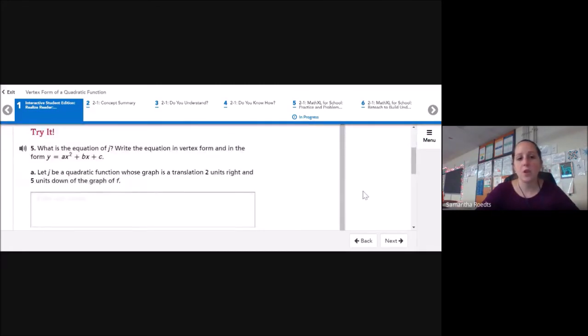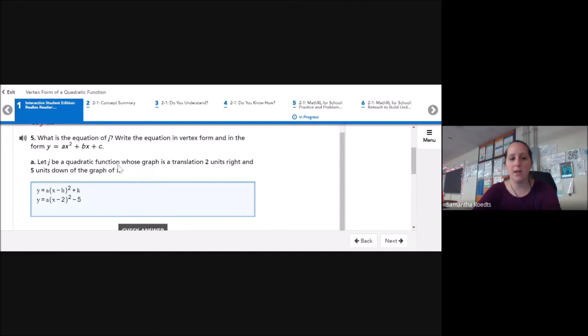Okay. So what is the equation of j? Write the equation in vertex form and in the form y equals ax squared plus bx plus c. Let j be a quadratic function whose graph is a translation 2 units right and 5 units down. Okay, so I'm starting with a vertex form. So I'm going 2 units, so minus 2. And I'm going down 5 units, so minus 5.